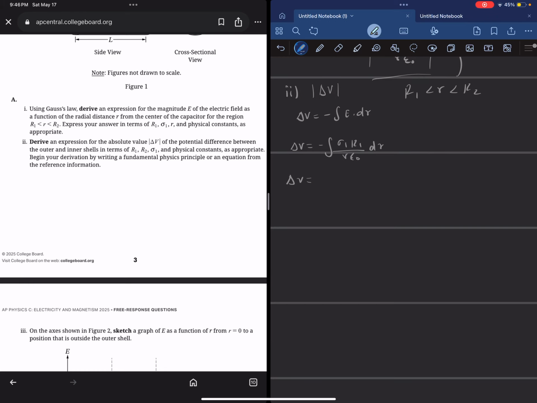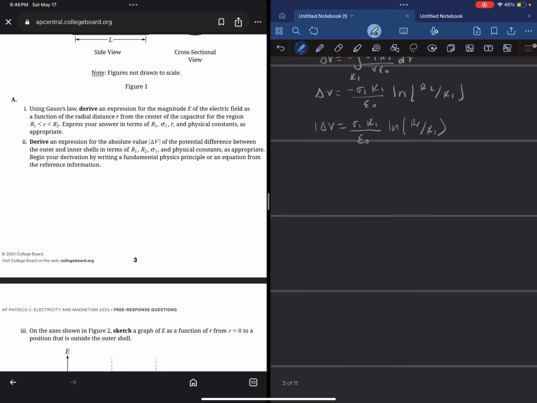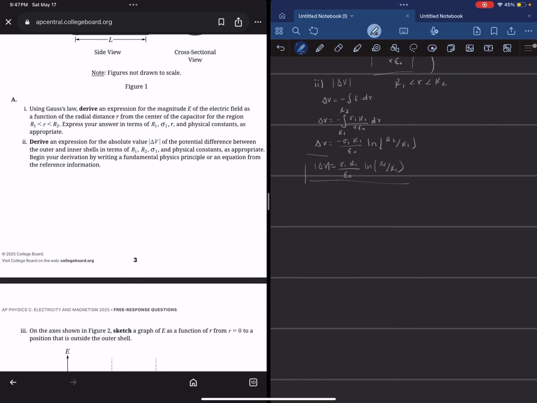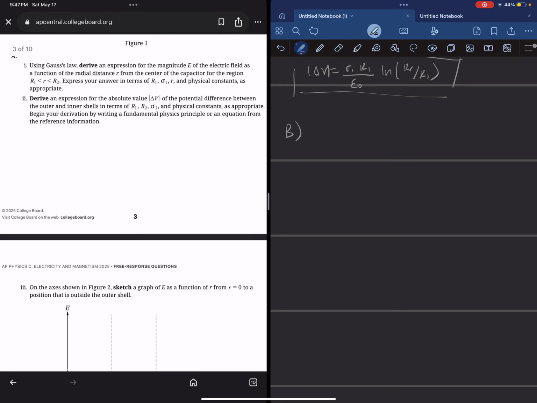And your change in potential is just negative sigma 1 R1 over epsilon sub 0 times natural log, and we go from R1 to R2, of course, sorry. Natural log R2 over R1. And your absolute value of potential is sigma 1 R1 over epsilon sub 0 natural log R2 over R1. That's the expression for your potential absolute value. Part B. Actually, never mind, sorry. Part 3 of part A.